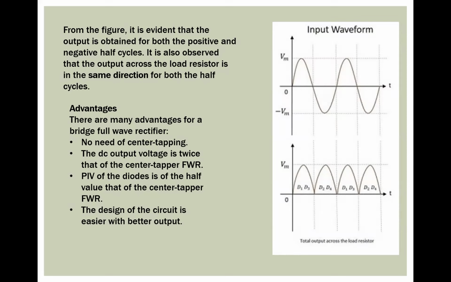Next, coming to the advantages, there are many advantages for the bridge rectifier when compared to the center tap full wave rectifier. Here, there is no need of a center tap transformer. This is the first advantage. Second, the DC output voltage is twice that of the center tap full wave rectifier. Third, the PIV of the diode is half the value of the center tap full wave rectifier. The design of the circuit is very easy when compared to the full wave rectifier and the half wave rectifier. That is the final advantage of the bridge rectifier.